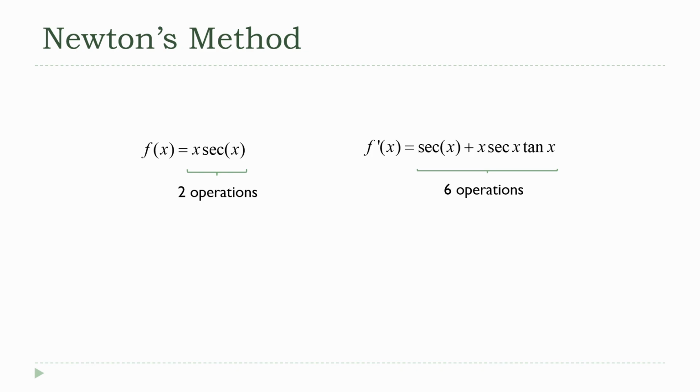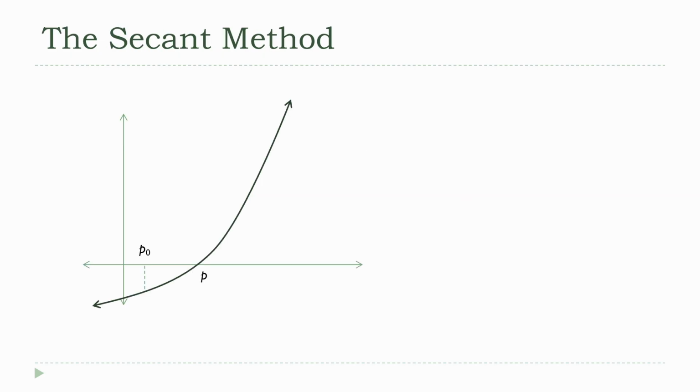So what can we do about this? Well, it turns out there's a method we can use. It's called the secant method, and it gets us around that issue. So with Newton's method, we started off with a single approximation, p sub 0, and we looked at the tangent line. Right, this is the slope of the tangent line. With the secant method, we're going to need 2 initial approximations. And instead of the slope of the tangent line, what we're going to do, not surprisingly given the name, is look at the slope of the secant line.